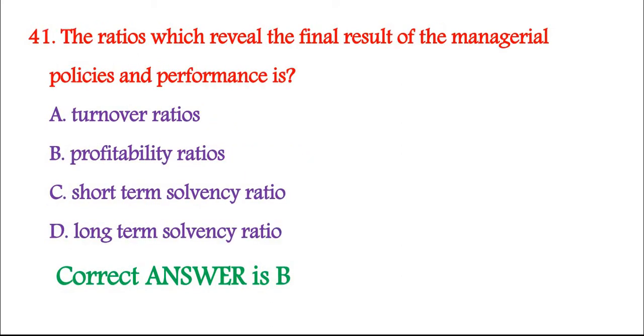41. The ratios which reveal the final result of the managerial policies and performance is: A. Turnover ratios. B. Profitability ratio. C. Short-term solvency ratio. D. Long-term solvency ratio. Correct answer is B.